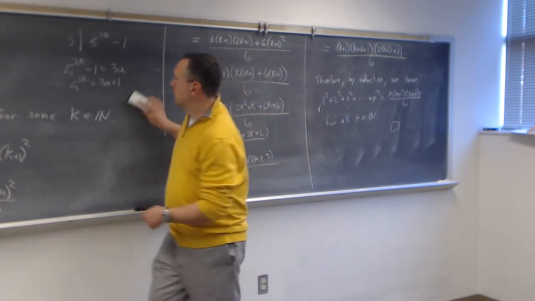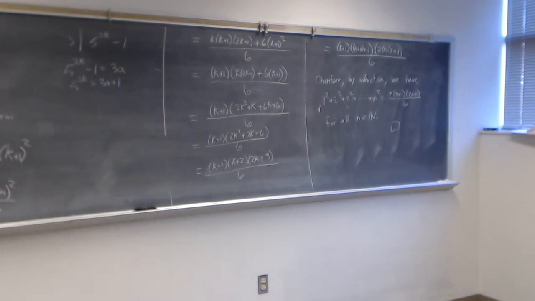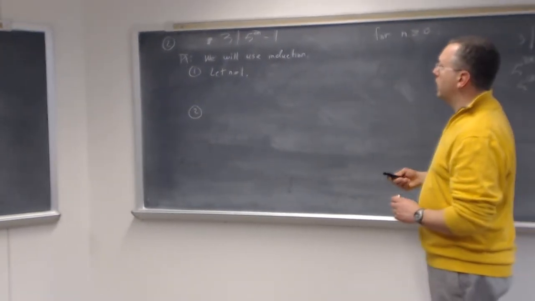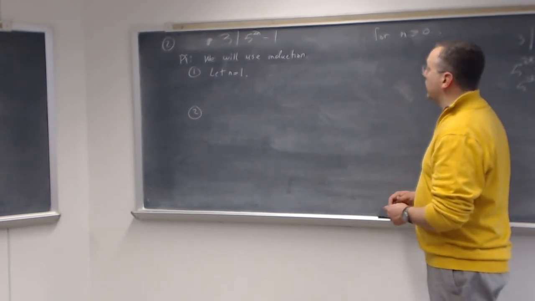So the statement is really the hardest part of this because it's the inductive step, and this was actually for n greater than or equal to 0. All right, so it's 3 divides 5 to the 2n minus 1, for n greater than or equal to 0. Is that what it was? Yeah. Okay, so 3 divides 5 to the 2n minus 1 for n greater than or equal to 0.